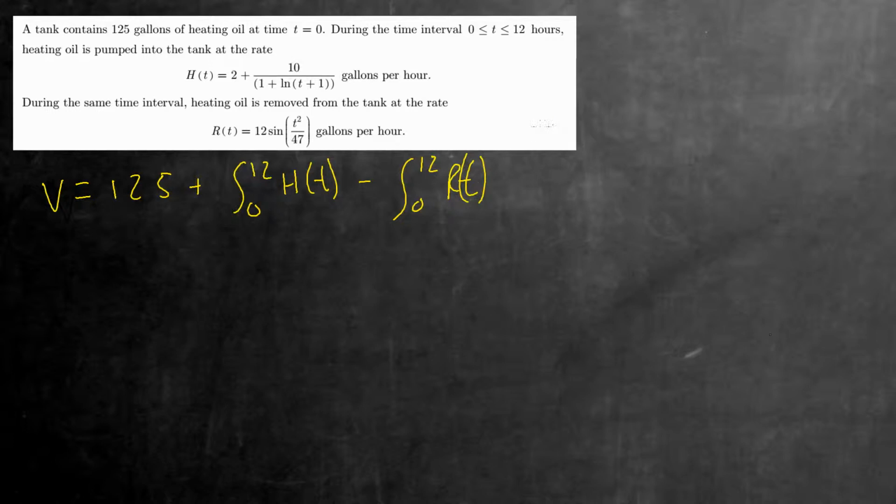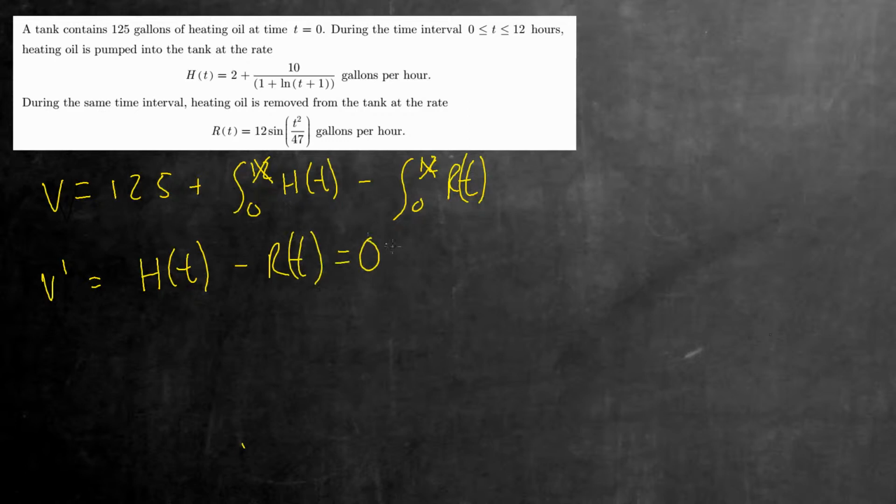So to find a minimum, we need to find the derivative of volume. The derivative of volume is going to be equal to 0 plus, our fundamental theorem of calculus says that the derivative of this is going to be h of t minus r of t. These really should be 0 to x, that's why we keep the h of t minus r of t. We want to set that equal to 0 to find our critical points. So h of t equals r of t gives our critical points.